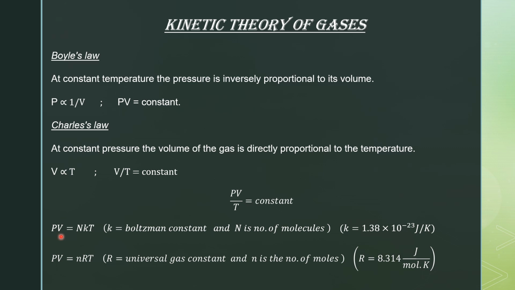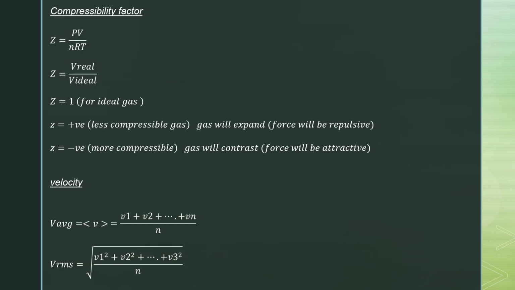And again we can write PV equal to NkT, where k is the Boltzmann constant, whose value is 1.38 into 10 to the power minus 23 joule per Kelvin, and here capital N denotes the number of molecules. Then PV equal to small n RT, where R is the universal gas constant, whose value is 8.314 joule per mole Kelvin, and small n denotes the number of moles.